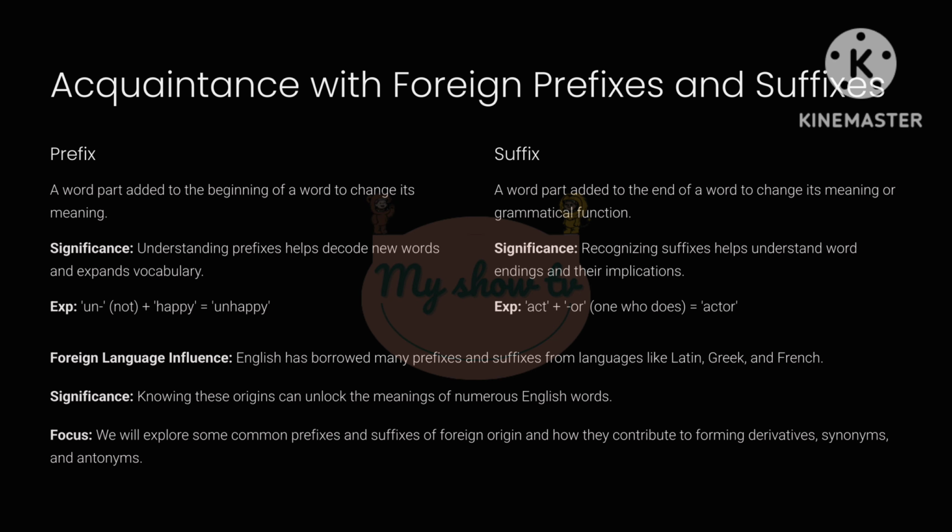Today, we are diving into the fascinating world of vocabulary building, specifically by exploring how prefixes and suffixes, often originating from foreign languages, help us understand and form new words in English. First, let's define our key terms. A prefix is a word part that we attach to the beginning of a base word. Think of it as adding a small piece at the front to modify the word's meaning.